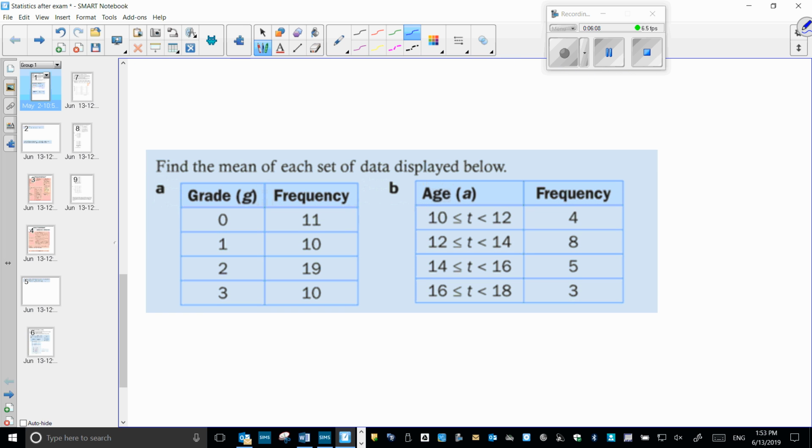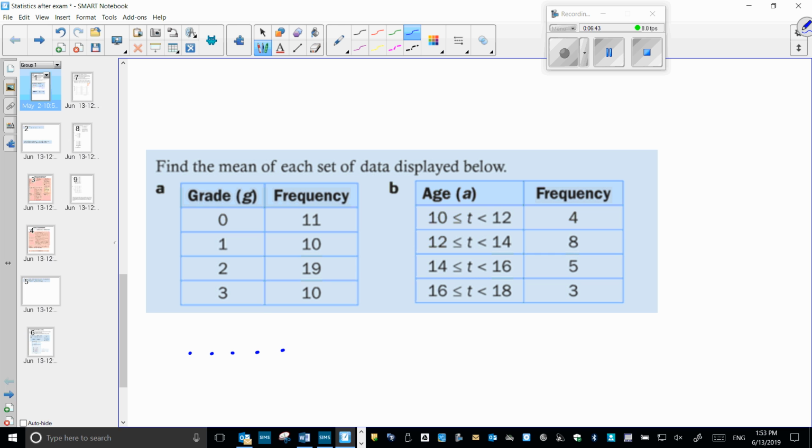Now, trying to find the mean. Does anyone remember how to find the mean when it's in a table? So when they are in a table, again, what we have to think about is what does this represent? This says that there are 11 zeros, there are 10 ones, 19 twos, etc. If I were to write them all out as a long list, that would take a really long time. But when I would be adding them up, I could group them together, couldn't I?